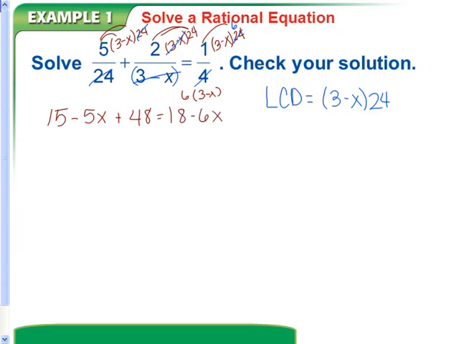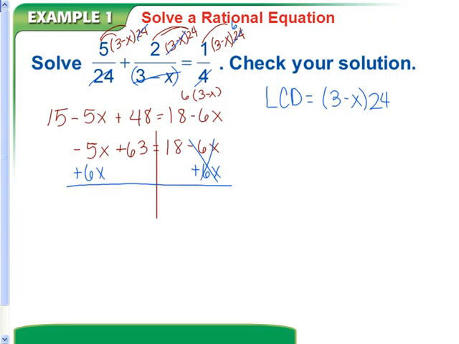Okay, let's simplify this down a little bit. So we can do 15 plus 48. And negative 5x plus 63 equals 18 minus 6x. Drop down our line. And I'm going to add 6x to both sides. And then at the same time, I'm going to subtract 63. So we get x equals 18 minus 63, which is negative 45. So that should be our answer.